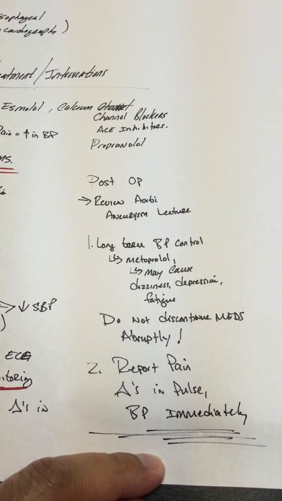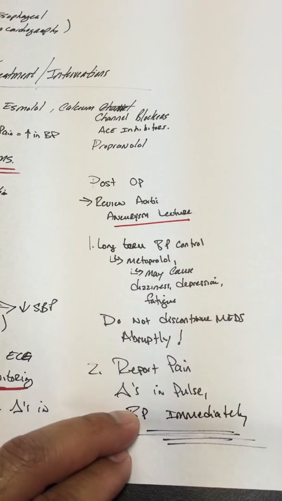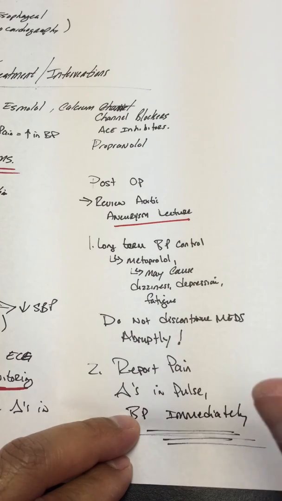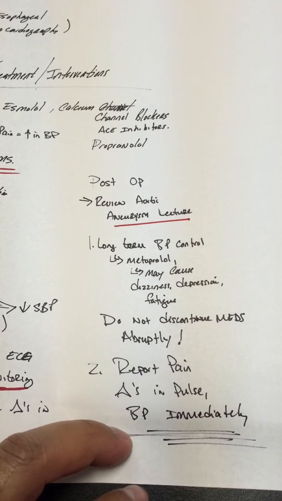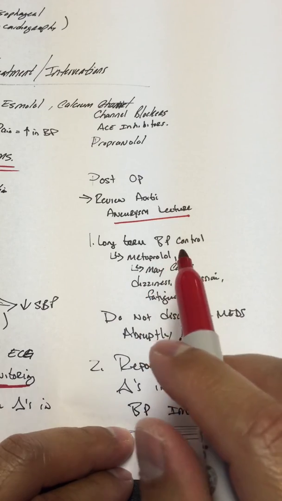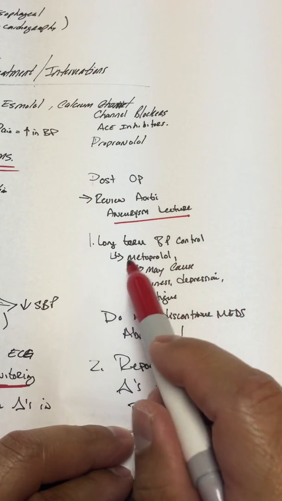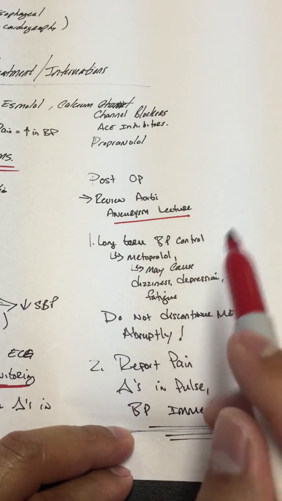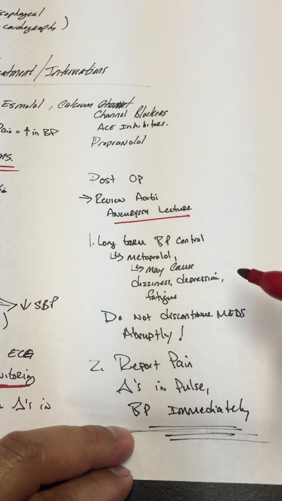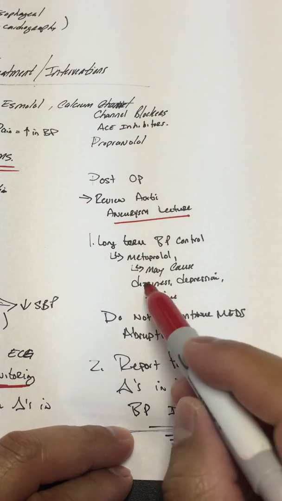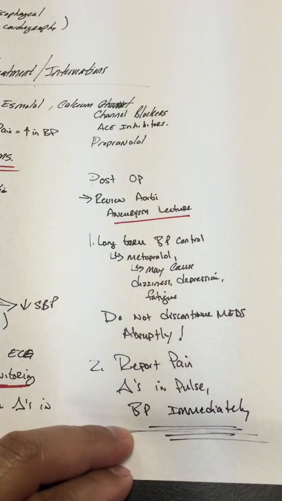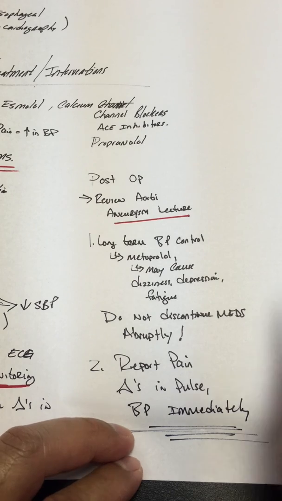Now, post-op, please review the lecture on aortic aneurysms, because the post-op care is essentially the same. Okay, now for patients that have an aortic dissection, you must educate your patient that long-term blood pressure control is required. So a patient may be given something like metoprolol. If they are going to receive metoprolol, educate your patient on some of the side effects: dizziness, depression, fatigue. Now you will educate your patient to never discontinue these medications abruptly.